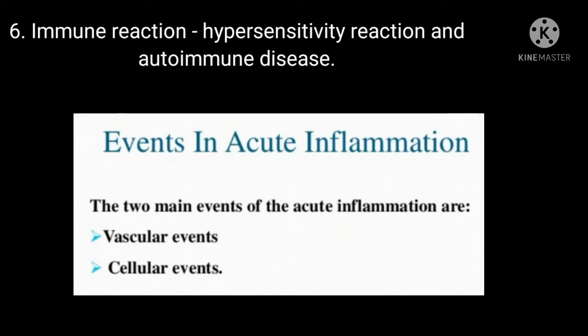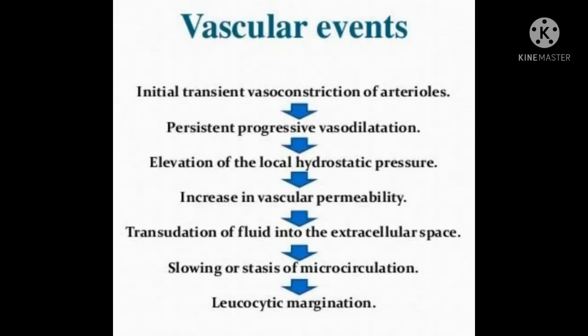Events in acute inflammation: the 2 main events of acute inflammation are the vascular event and the cellular event. In the vascular event, initially there is transient vasoconstriction of arterioles. After that there is persistent progressive vasodilatation. This vasodilatation elevates local hydrostatic pressure. This leads to an increase in vascular permeability.